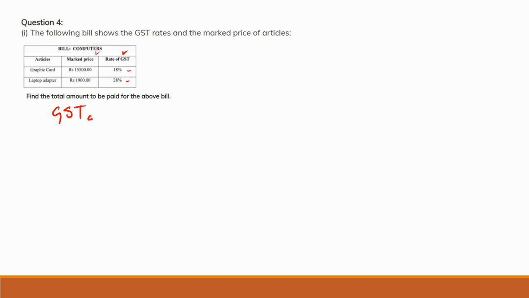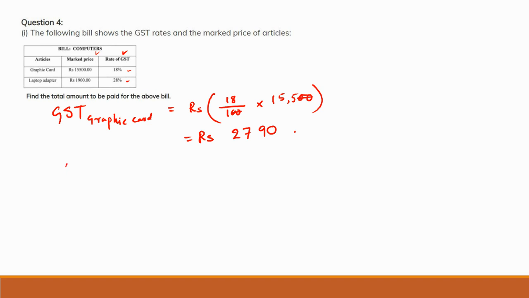So GST for graphic card will be rupees, they have given it as 18%. 18% of 15,500. So if you calculate this, it will be 2790. And GST for laptop adapters, what will be the GST? It's given as 28%, right? See, this is 28% for laptop adapters. So it should be 28% of 1900.